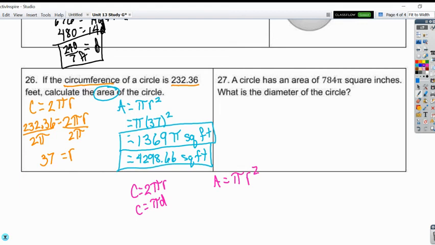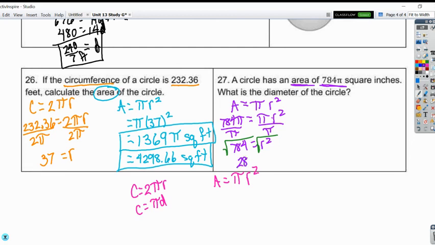Then the number 27 right next to it, we are given a circle with an area of 784 pi square inches. All right, so with that area, when area is equal to pi r squared, plug in 784 pi. This is equal to pi r squared. We're going to divide both sides by pi. So 784 is equal to r squared. You're going to take the square root on both sides. And so the square root of 784 is 28. That's equal to my radius.